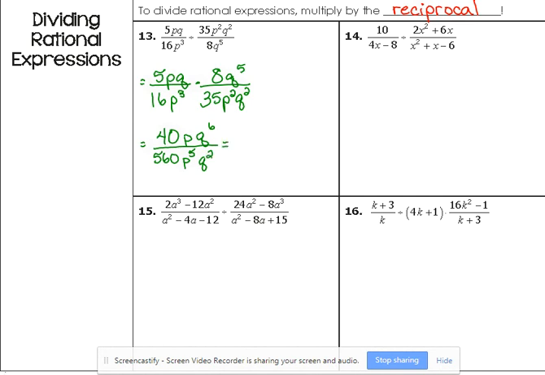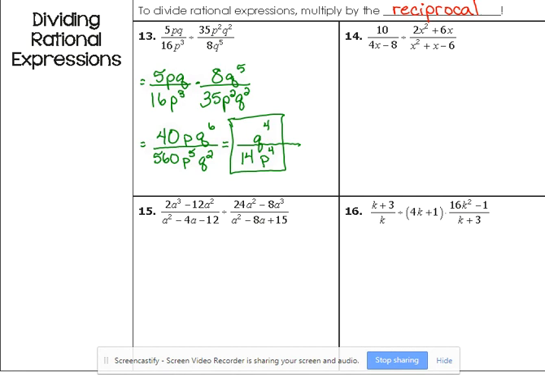All right, so let's simplify. 40 over 560, I know they at least reduce by a factor of 10 because they're both divisible by 10, and then 4 over 56, I think is 1 over 16. Is that correct? Or 14. Divide by 40, yeah, okay. So we get 14 in the bottom. p over p to the 5th leaves us with p to the 4th in the denominator, and q to the 6th over q squared leaves us with q to the 4th in the numerator. And that is fully simplified.